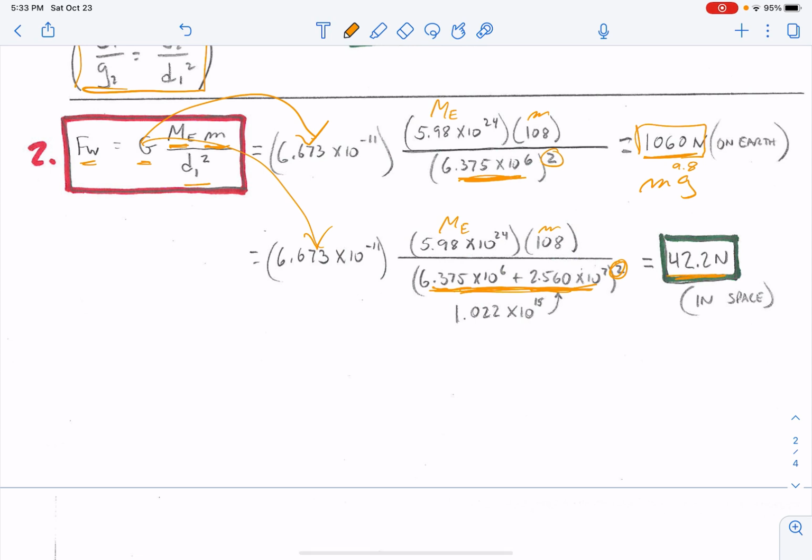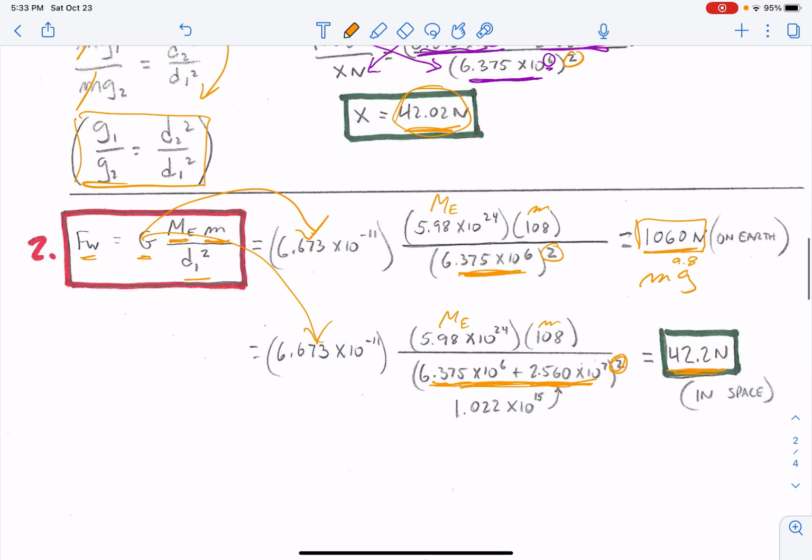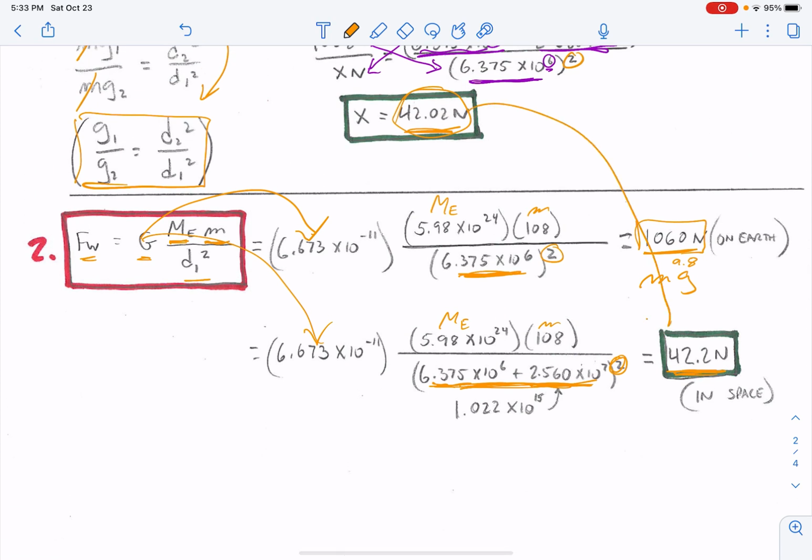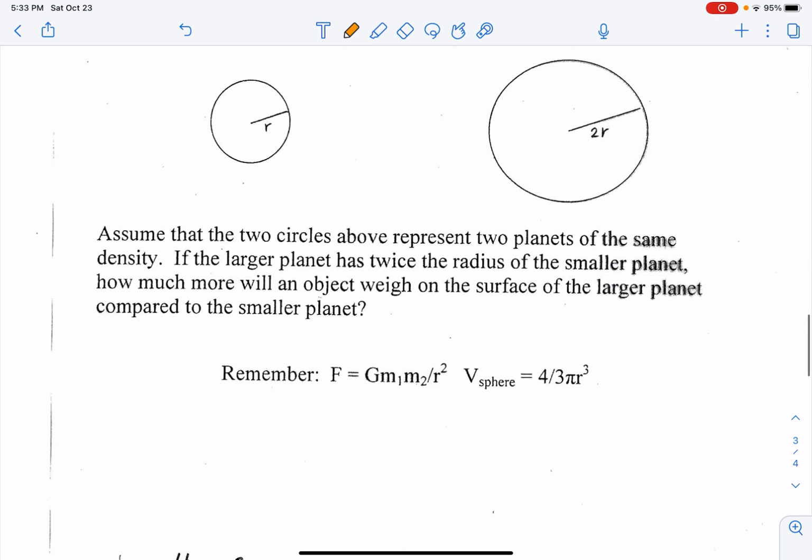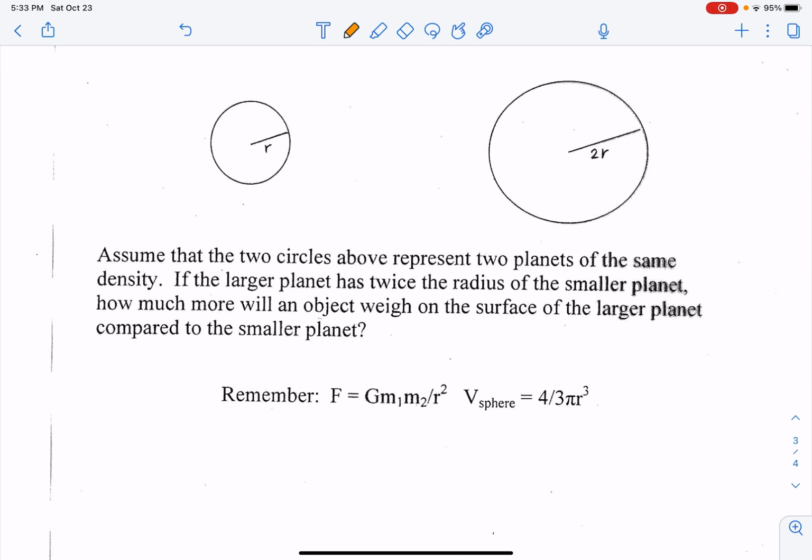And we get the same answer to 3 sig digs that we did up here. Different ways to look at the same problem. Now, on the test, there are a number of multiple choice questions like this one. It says, assume that the two circles above represent two planets. So maybe we could call this planet number 1, planet number 2.